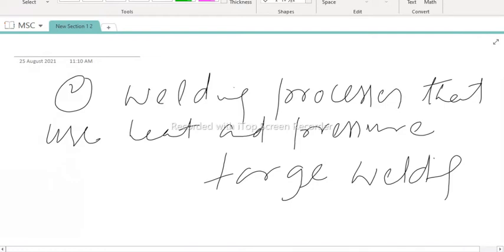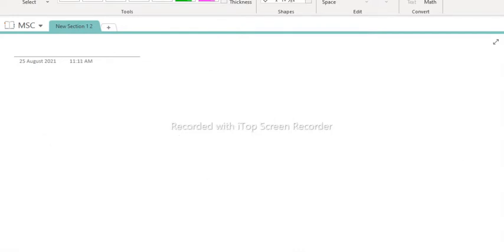Right? So you see that in case of fusion welding, the parts to be joined are held in position while the molten metal is supplied to the joint. Now, this molten metal may come from the parts themselves, that is parent metal, or filler metal, which normally has the same composition as the parent metal. So this fusion welding is further classified into three categories.